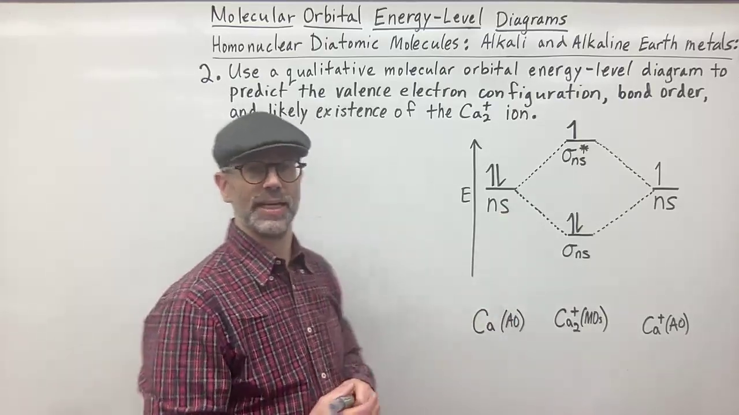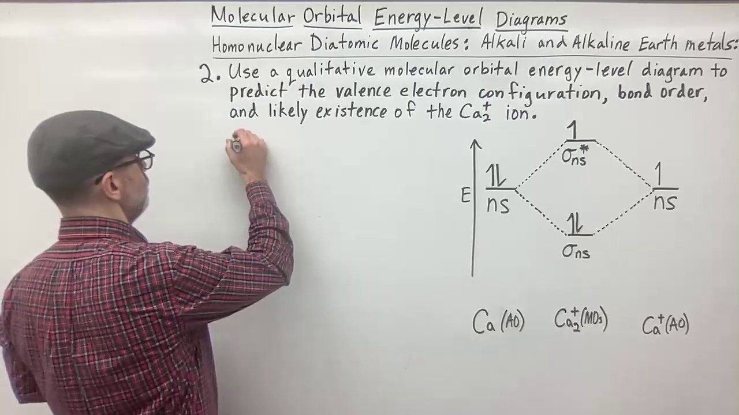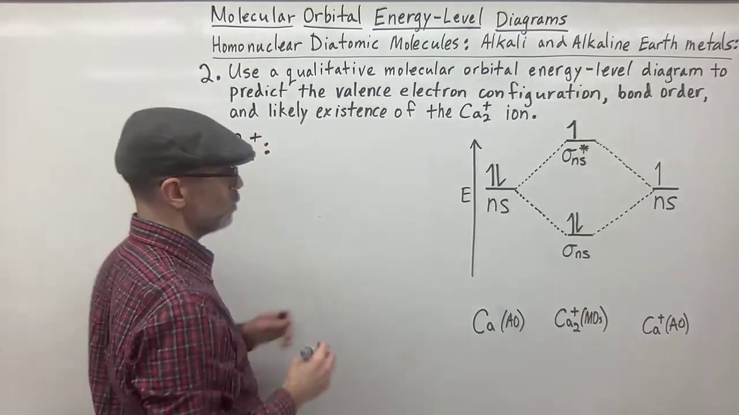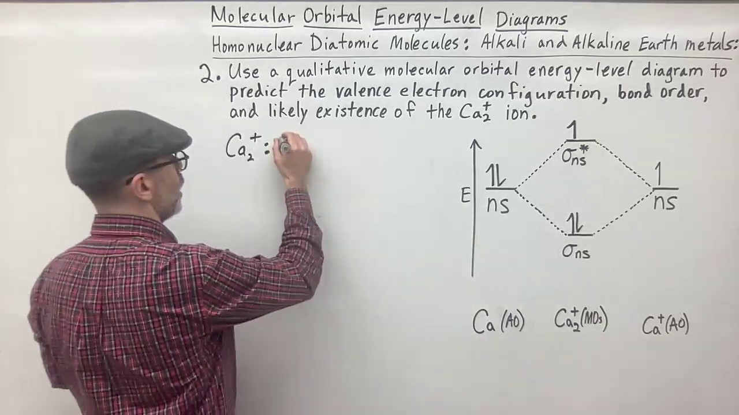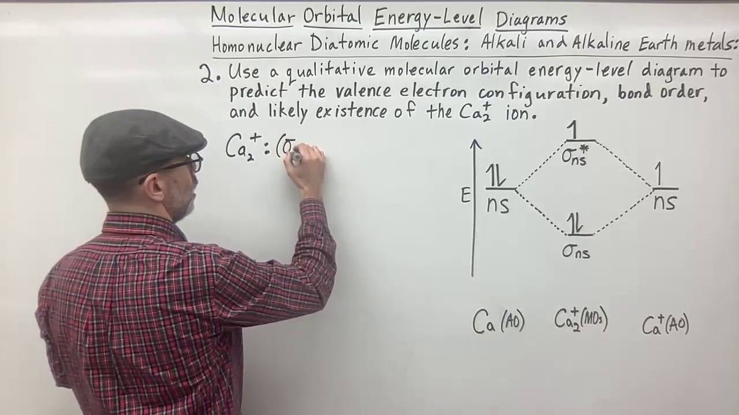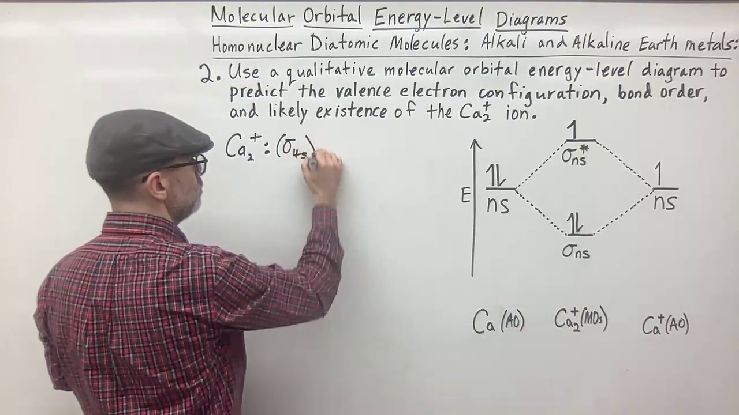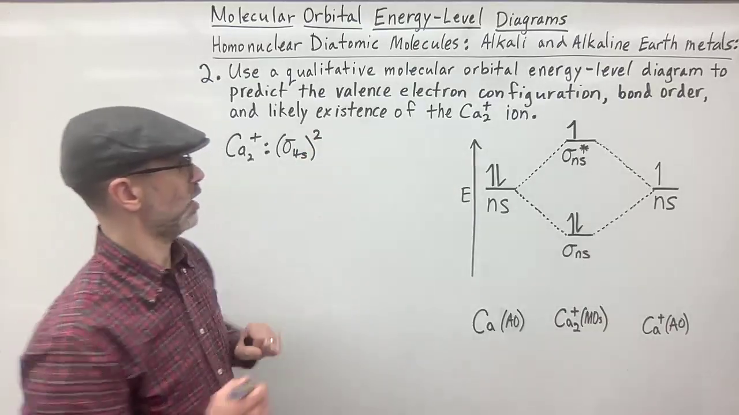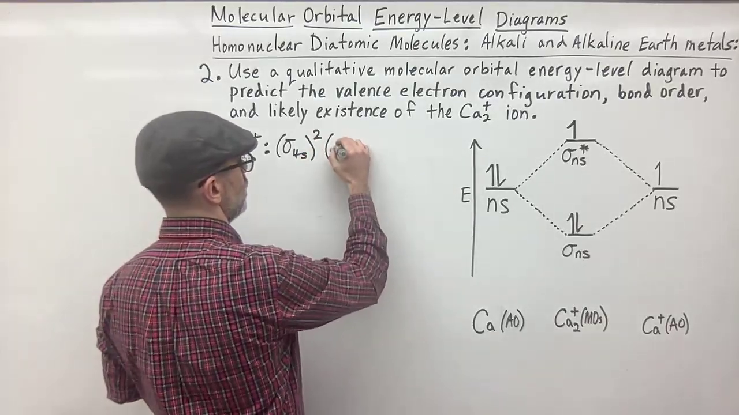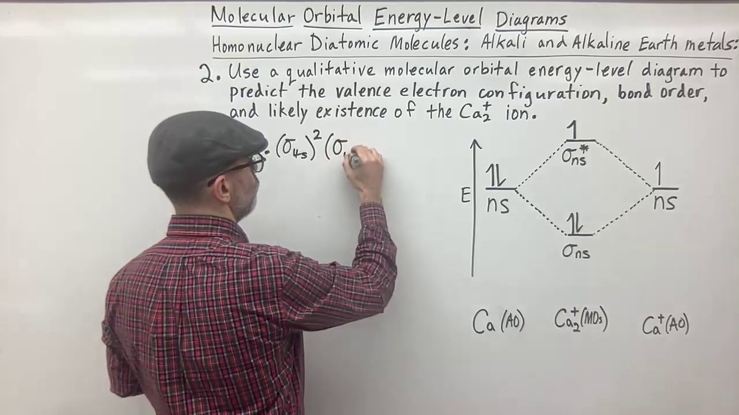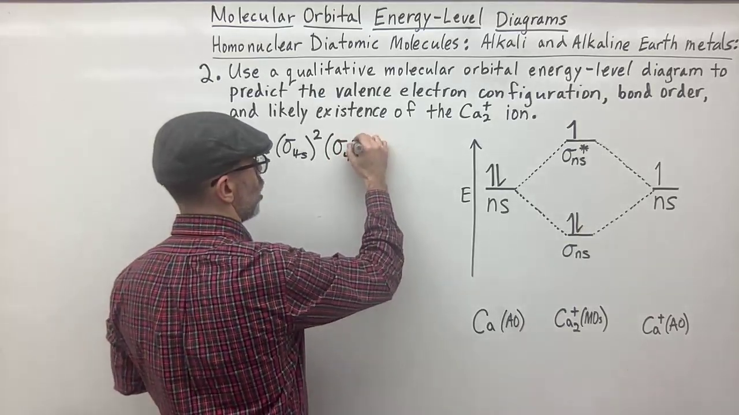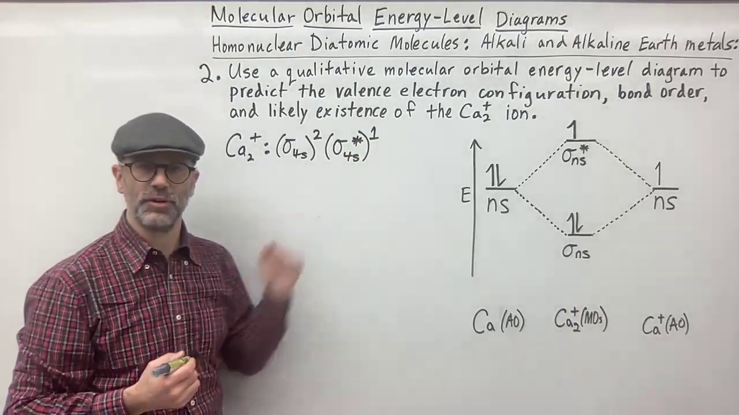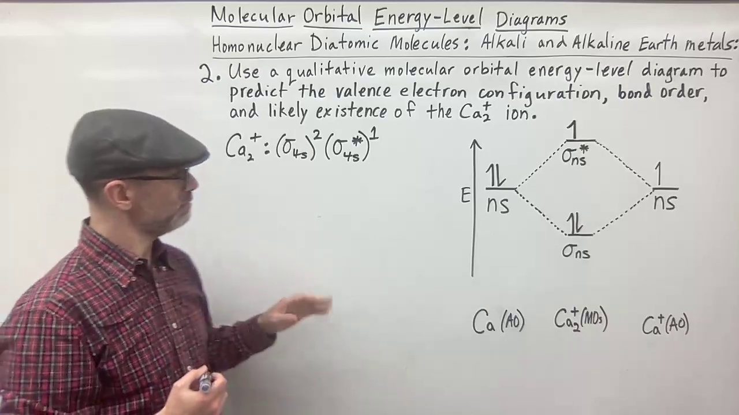What is the valence electron configuration? Again, for calcium 2 plus, we're going to start with the bottom. So the bottom is going to be sigma 4s with 2 electrons. And then we have 1 in the anti-bonding orbital. So that's going to be sigma 4s star with 1 electron. So that's the valence electron configuration for this ion.